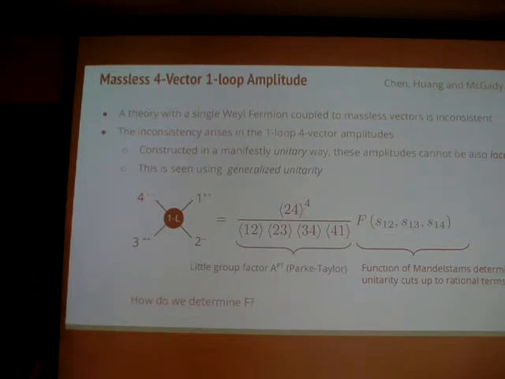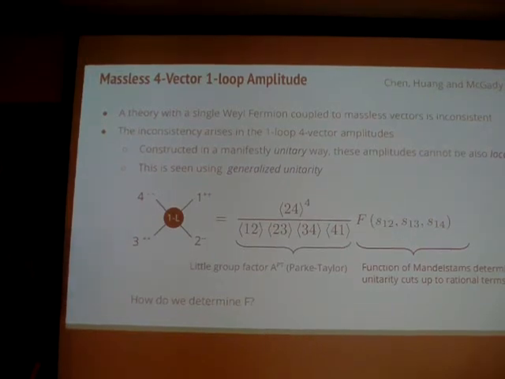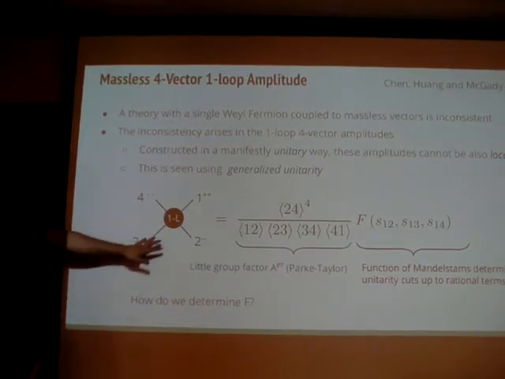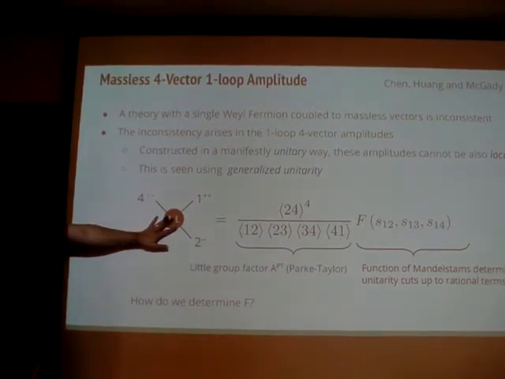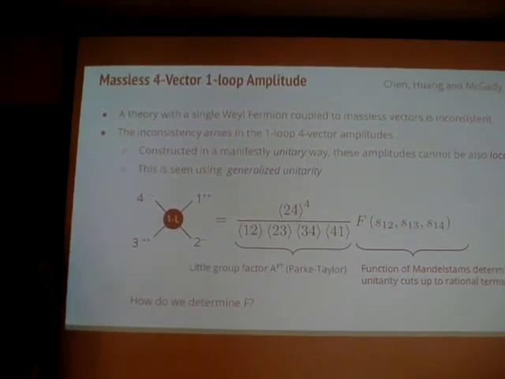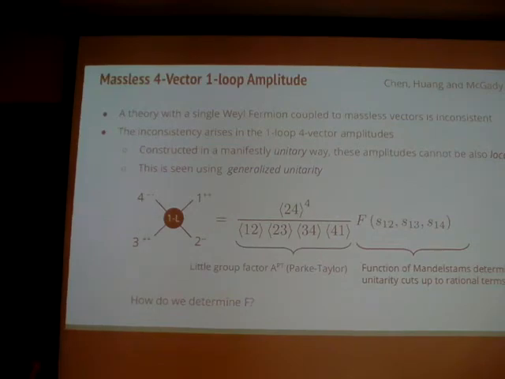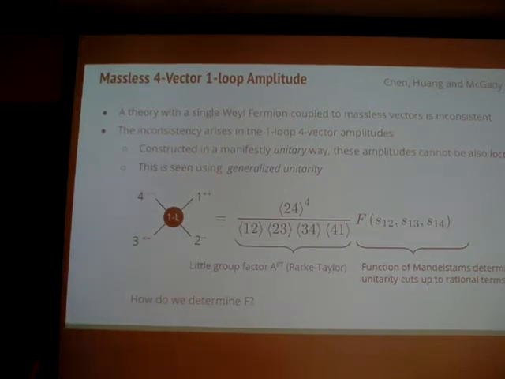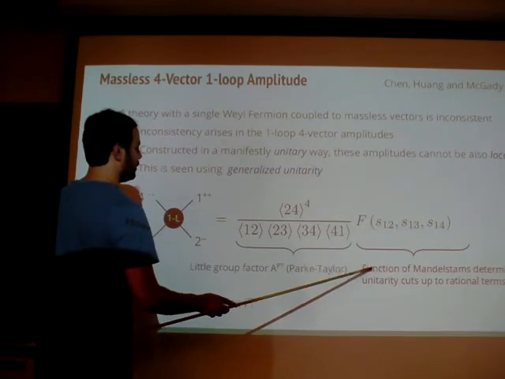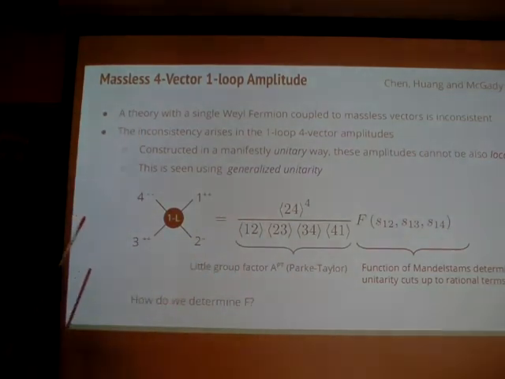So we go for the next best thing. We look for four outgoing massless vectors with a fermion box loop in the middle. And now we're trying to fix what this amplitude is by all the on-shell tools that we have: little group, dimensional analysis, locality, and also unitarity. So now we want to use unitarity to fix this little group dimensional factor.